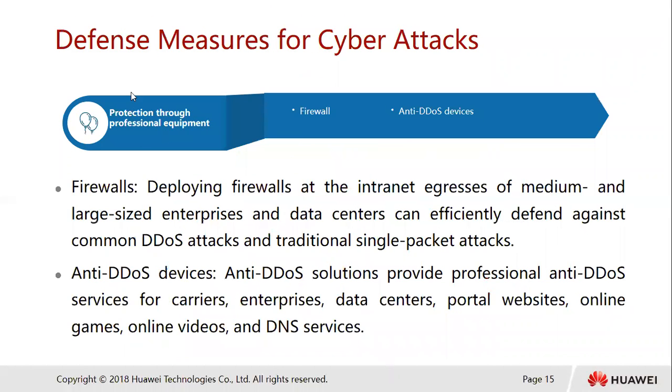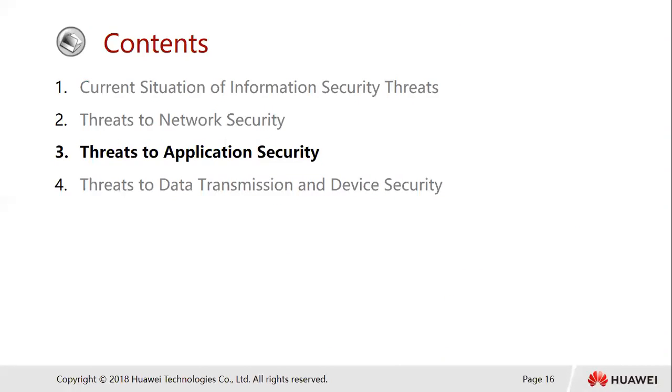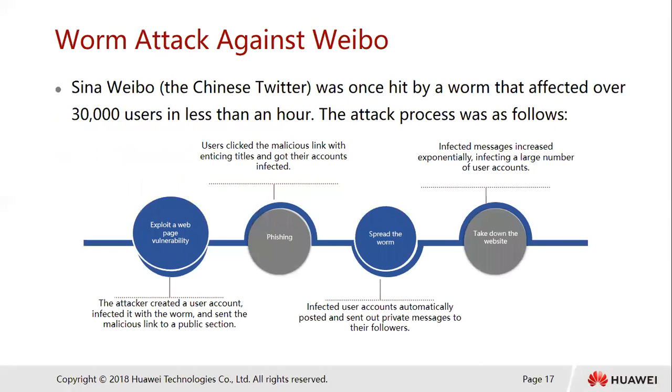Okay. Defense measures for cyber attacks. So we have seen the attacks, what can we do? How do we protect our organization? We can protect our organization with firewalls, by deploying the firewalls, by having anti-DDoS devices. Threats to application security. So here we're looking at application security.